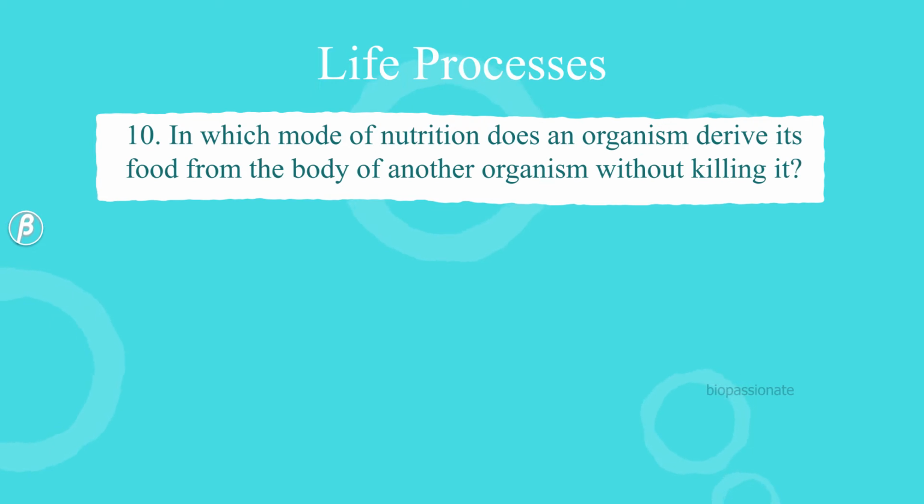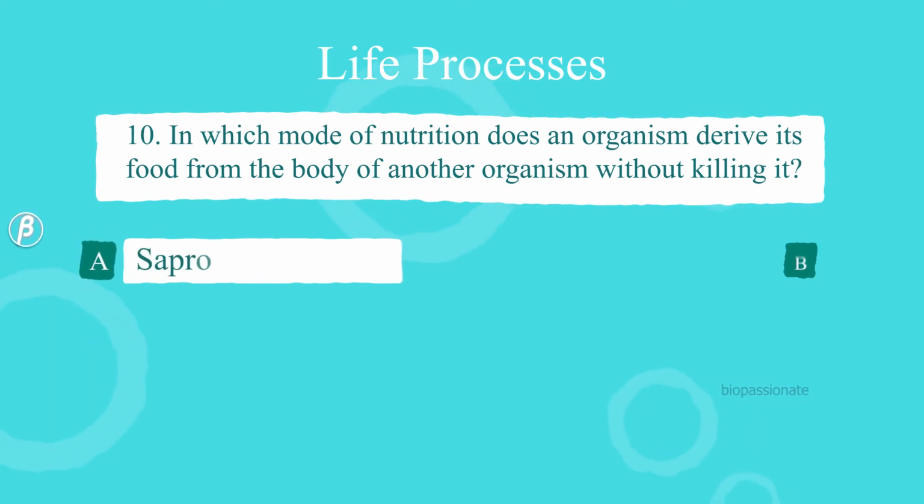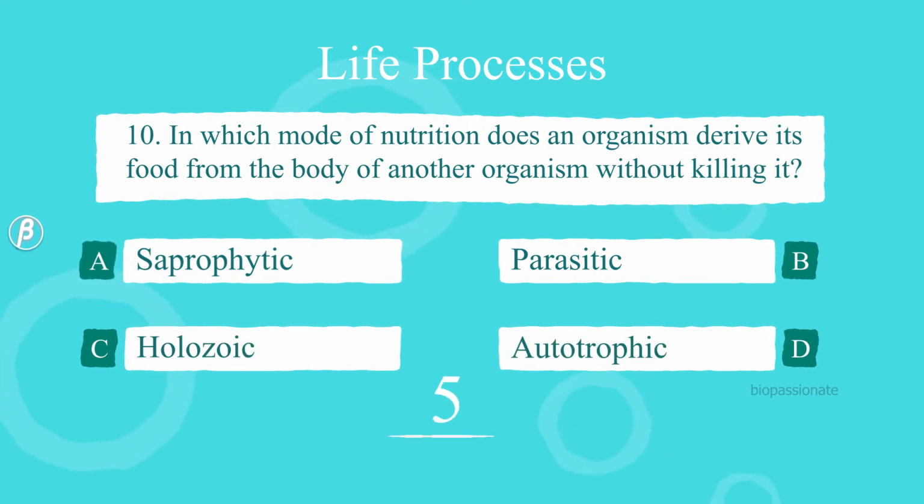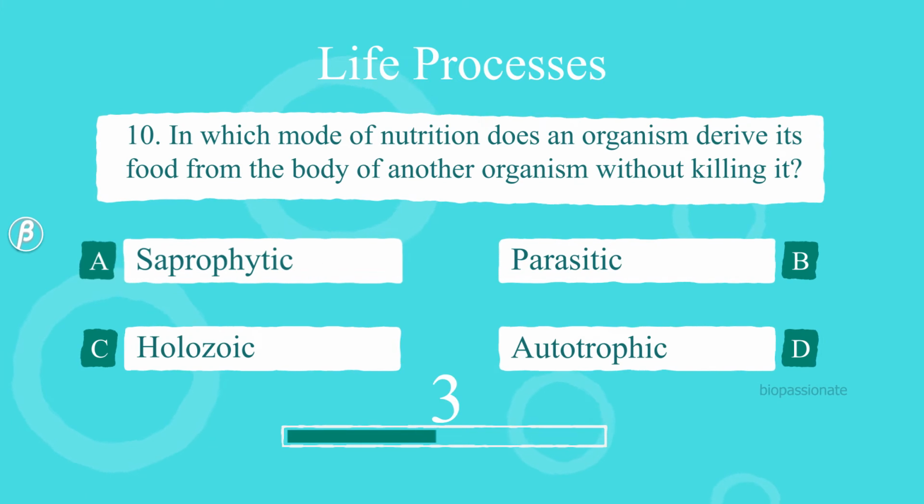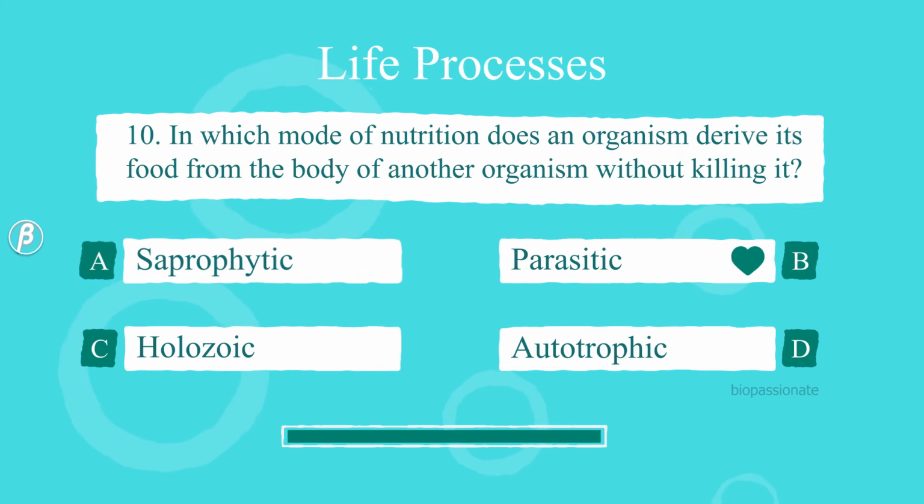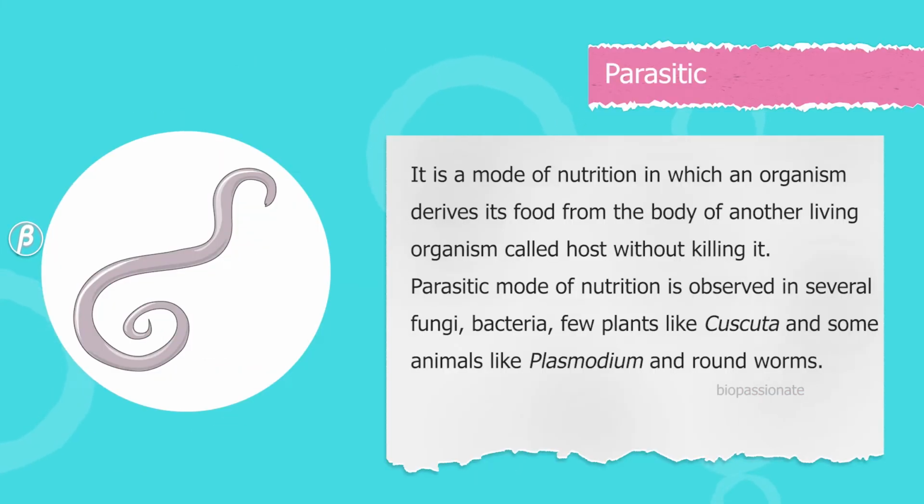In which mode of nutrition does an organism derive its food from the body of another organism without killing it? Saprophytic, parasitic, holozoic, autotrophic. Parasitic. Parasitism is a mode of nutrition in which an organism derives its food from the body of another living organism called host without killing it. Parasitic mode of nutrition is observed in several fungi, bacteria, few plants like Cuscuta, and some animals like Plasmodium and roundworms.